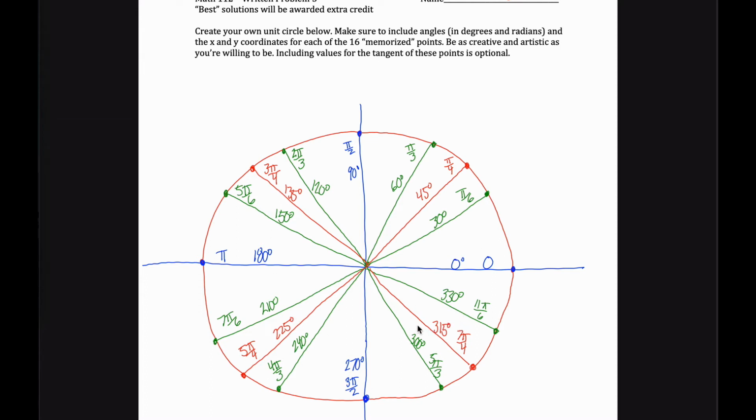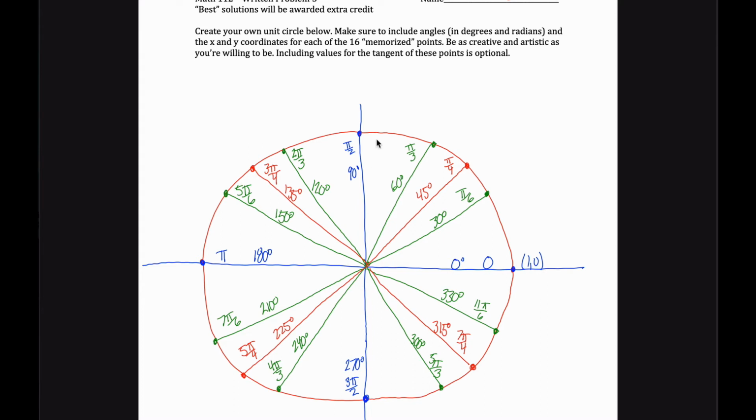What about their x and y coordinates? Well, let's start with the low-hanging fruit. The points in blue are pretty easy. The x coordinate over here is 1, and the y coordinate is 0, and that's because this is a unit circle, so its radius is 1. And if I go a distance of 1 straight to the right from the origin, I have an x coordinate of 1 and a y coordinate of 0.